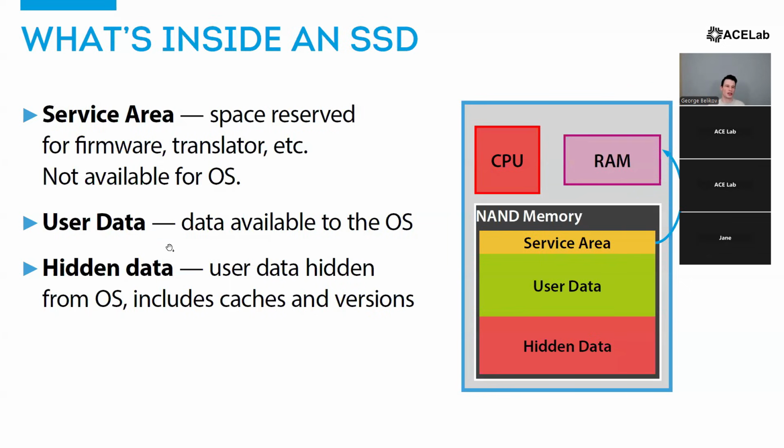And we have some additional hidden data. It's like a part of user data which is hidden from the operating system, which includes caches and versions of the files, of the folders, of the file systems, and so on. So this is how it looks. We have the CPU, we have a RAM chip, which is external, though sometimes the RAM chip can be inside the CPU, and we have the NAND chip. All the data is actually stored inside the NAND memory chips of your SSDs.